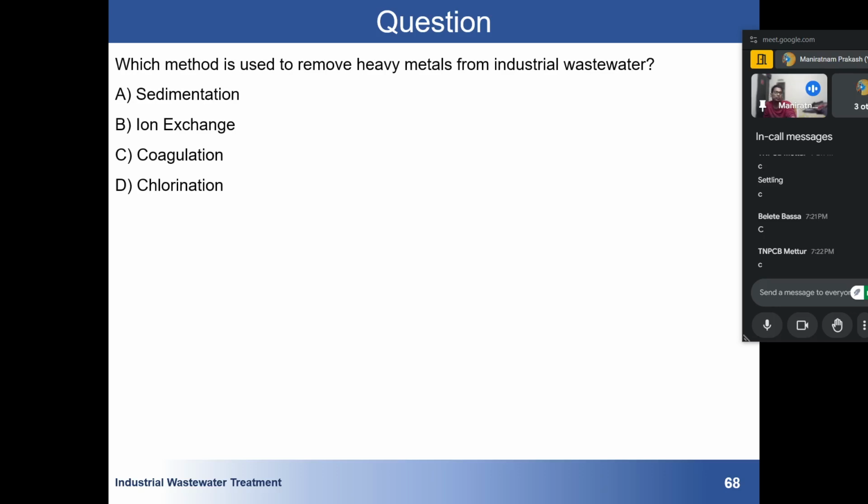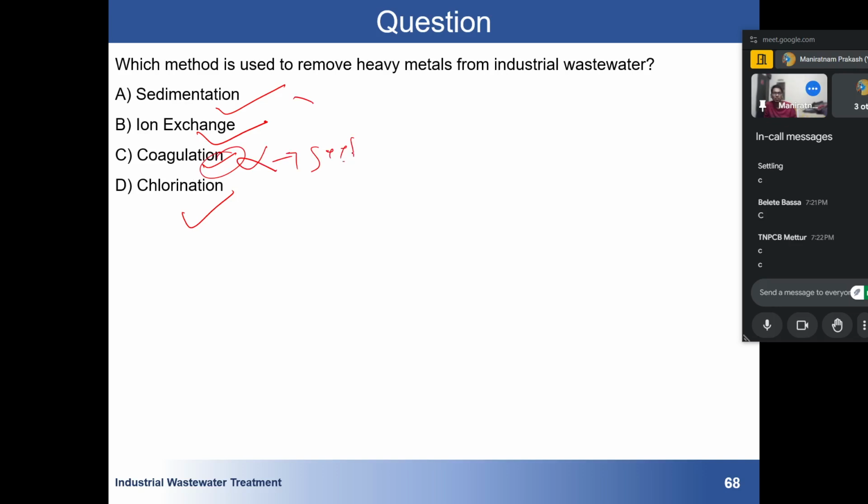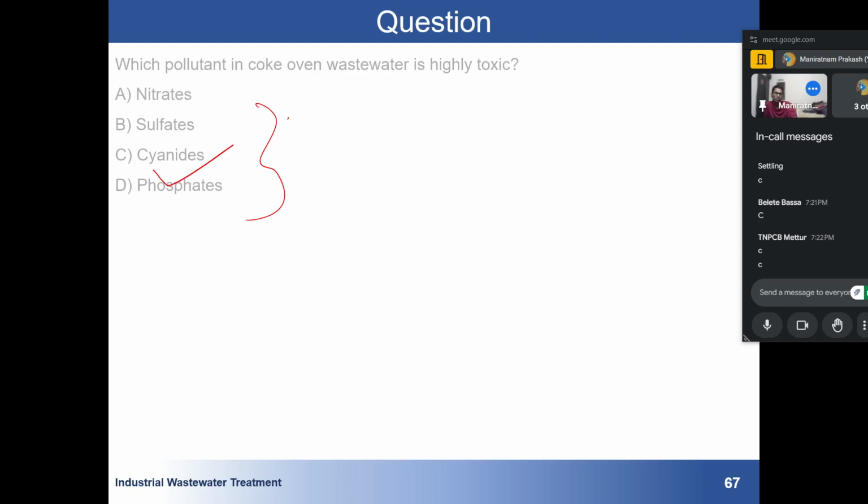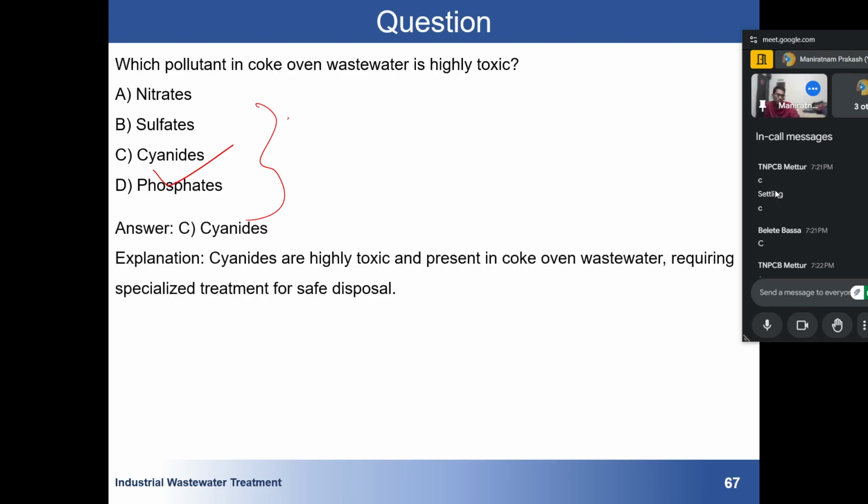Which method is used to remove heavy metals from industrial wastewater? Heavy metal. Sedimentation, coagulation, chlorination, or ion exchange. This coagulation won't be the answer because we have seen that. Oh, you are saying coagulation only. How will coagulation be the answer? We have seen it recently. You have answered that coagulation is used for settling. See, you have just answered it.